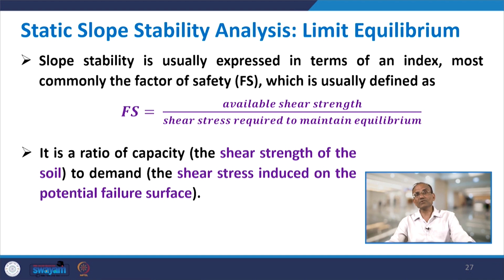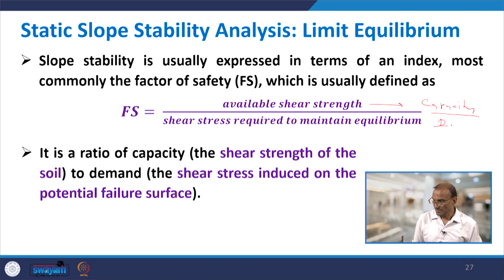It is basically the ratio of capacity, that is the shear strength of the soil, to demand, that is the shear stress induced on the potential failure surface. So, the factor of safety is basically shear strength versus shear stress, with capacity in the numerator, capacity versus demand. If capacity is more than the demand, then the factor of safety is more than 1, otherwise it will be less than 1.